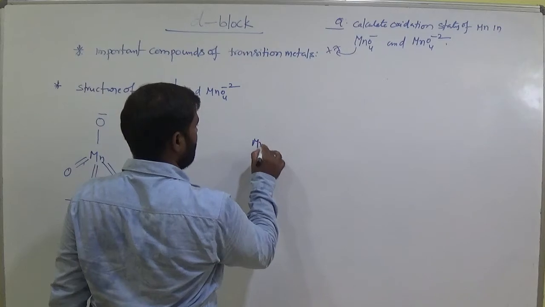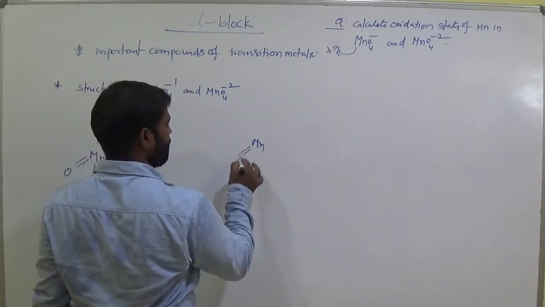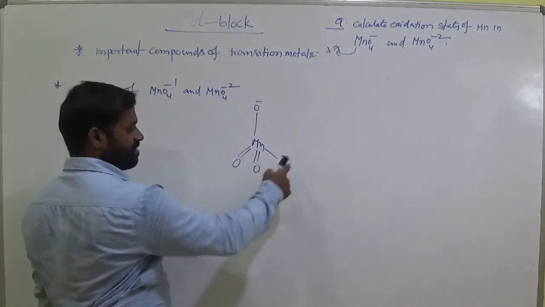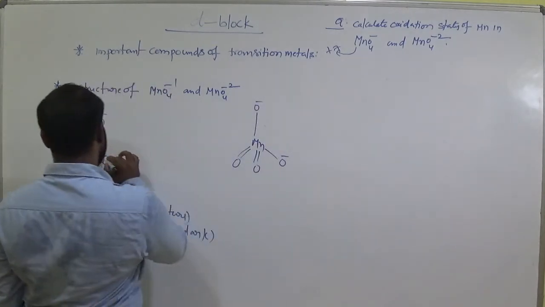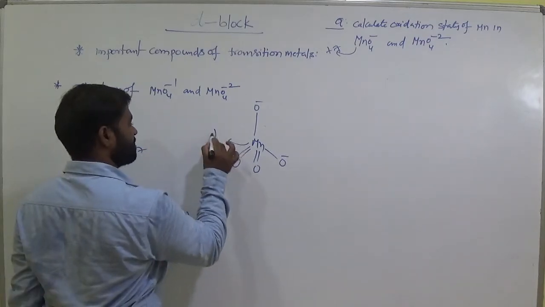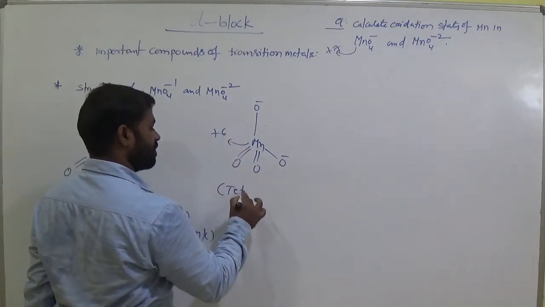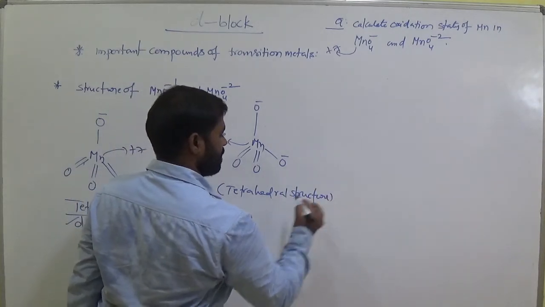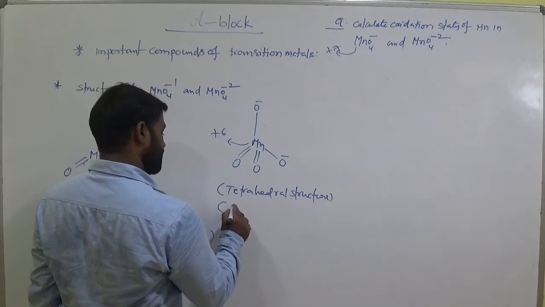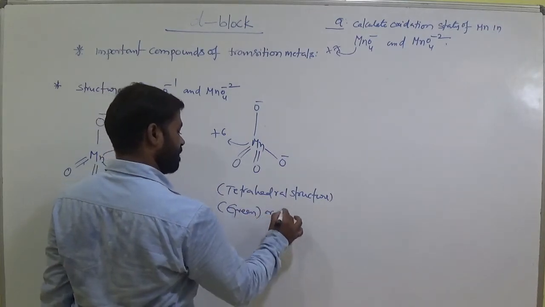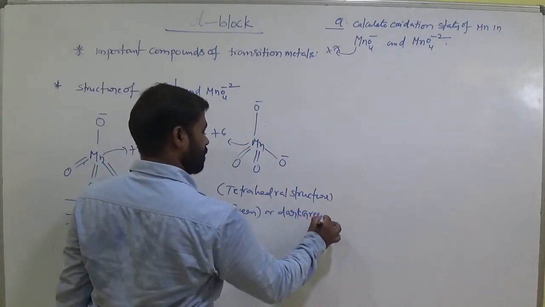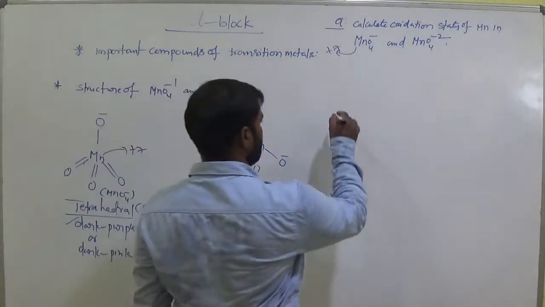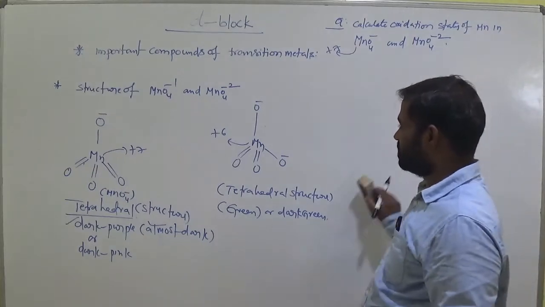And what about the manganate ion, that is MnO4 2-? What is the central atom here? Manganese. How many oxygens do we have? 4 oxygens. Here 2 minus, don't forget this. Here the oxidation state is +7, here it is +6. It also has a tetrahedral structure, and it is green or dark green in color. Is it clear? Keep these two points.